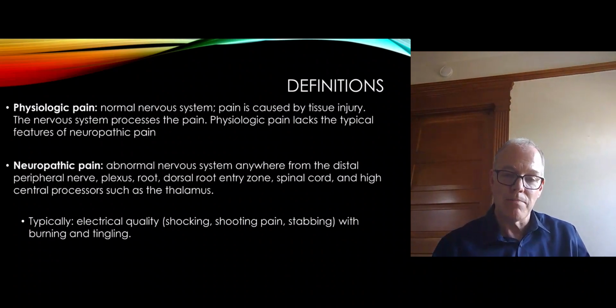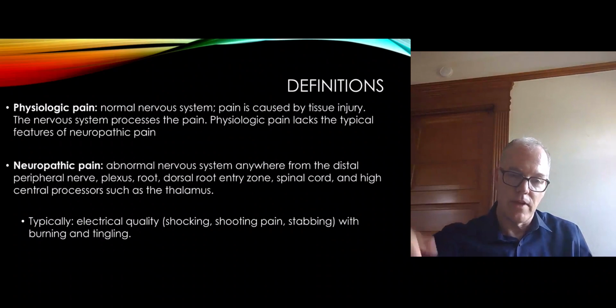So neuropathic pain is where we have an abnormal nervous system. And this can be anywhere from the distal peripheral nerves and receptors up through the peripheral nerve plexus, roots, dorsal root entry zone in the spinal cord, and up to the thalamus. And so a lesion anywhere along that course has the potentiality of causing neuropathic pain.